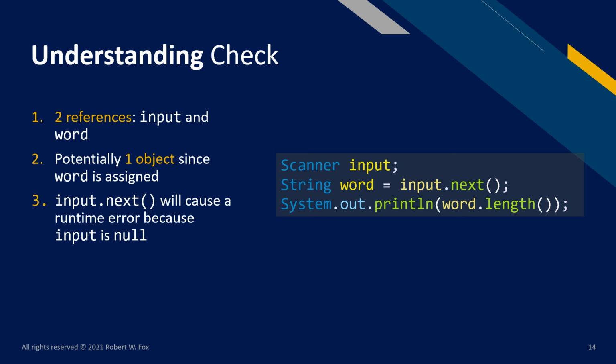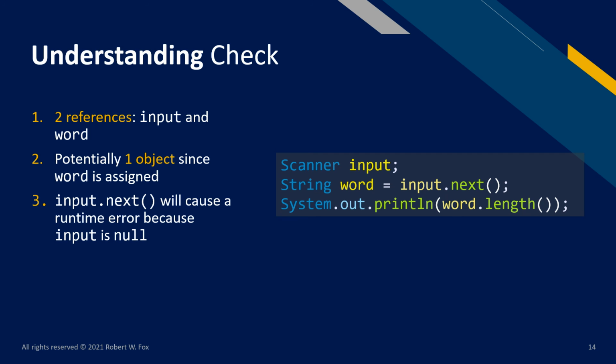All right, for question number one, how many references do we have? The answer is 2. I have a scanner reference called input and a string reference called word. But potentially, there's only one object. Input definitely doesn't have an object because we do not assign it. And at the very least, word attempts to assign an object using input.next.